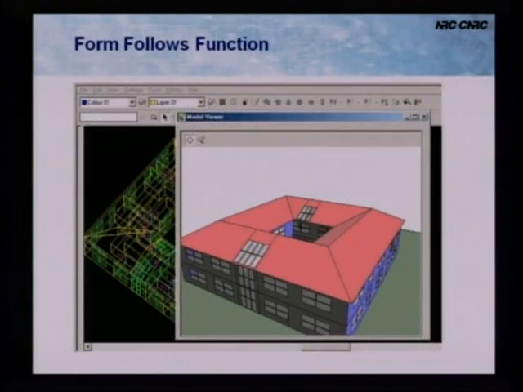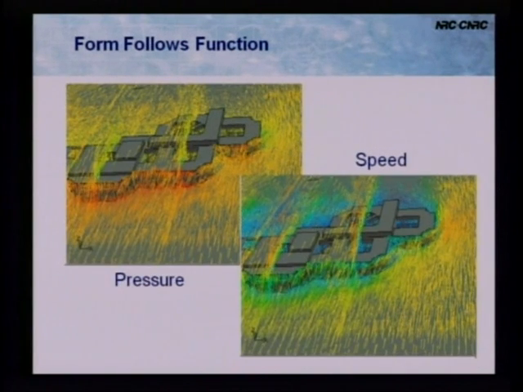You can also, with fairly simple block models, start to look at solar access issues, or in this case, export it into a CFD software. And what we're seeing here is the prevailing wind on this.